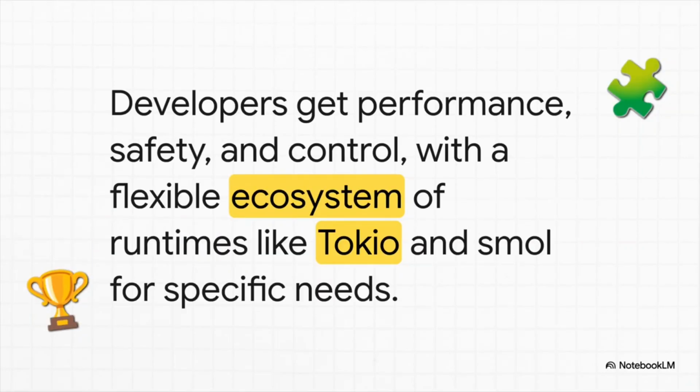What this all adds up to is that developers get the whole trifecta. You get the raw performance needed to solve that C10K problem. You get the bulletproof memory safety that Rust is famous for, and you get the control and clean ergonomics of writing simple async/await code. And because the language itself only provides the core pieces, it allows a whole ecosystem of different async runtimes, like the popular Tokio or the minimalist smol, to exist and be tailored to whatever you need.